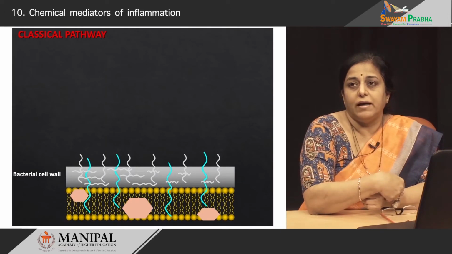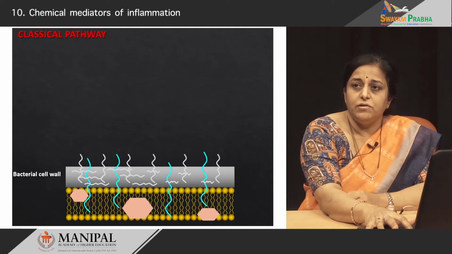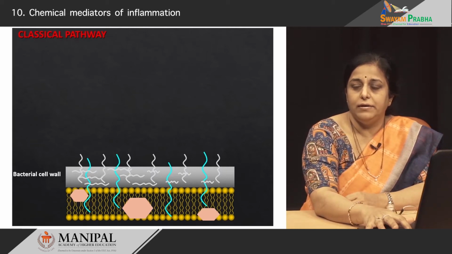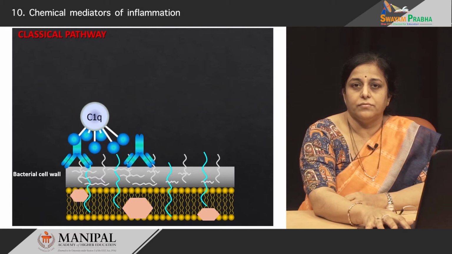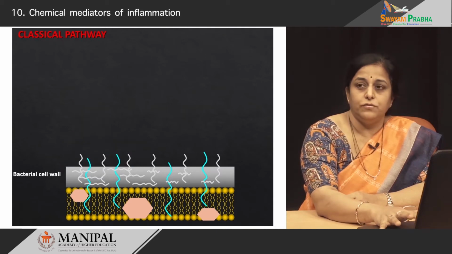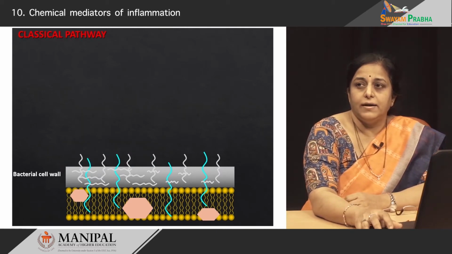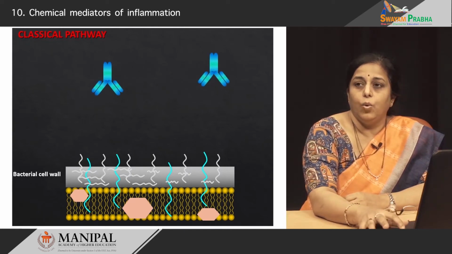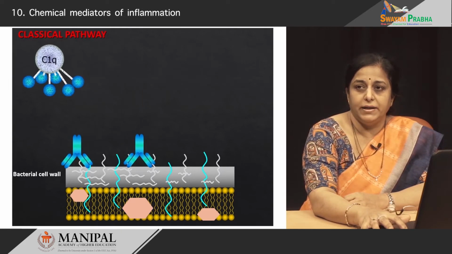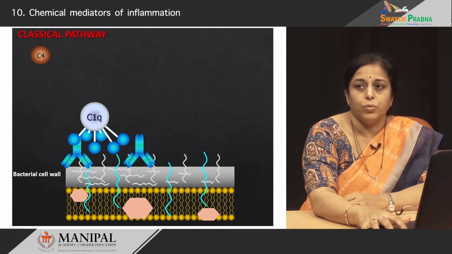So, let us look at this classical pathway. Just look at this animation for a minute and then we will go to the explanation and see how it is generated. So, let us go back to this. So, you see that when there is antibody binding to the bacterial cell wall, that is when the classical pathway gets activated.